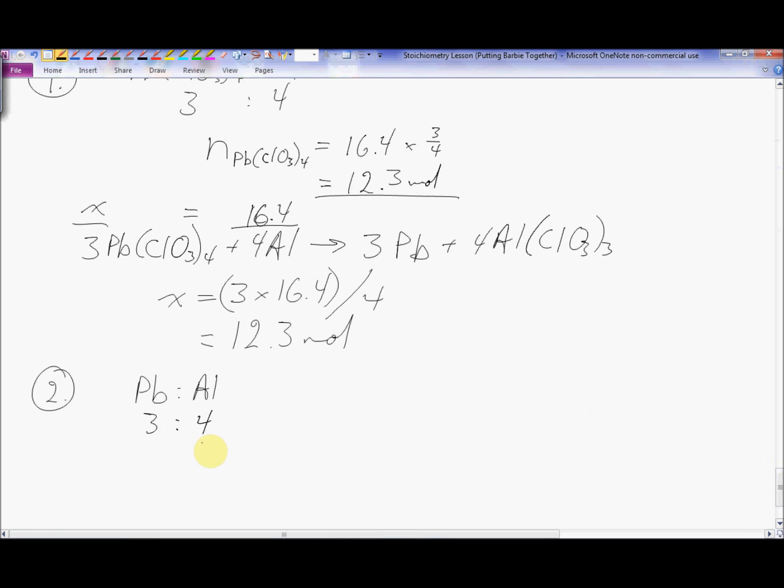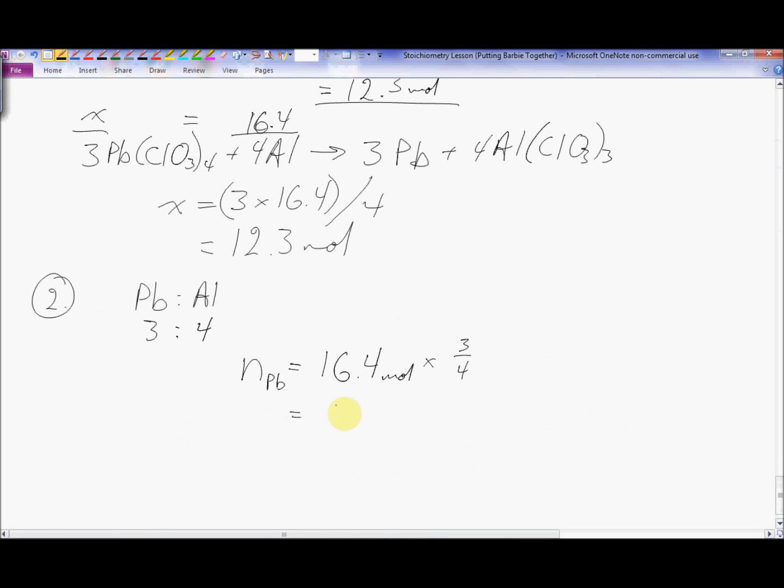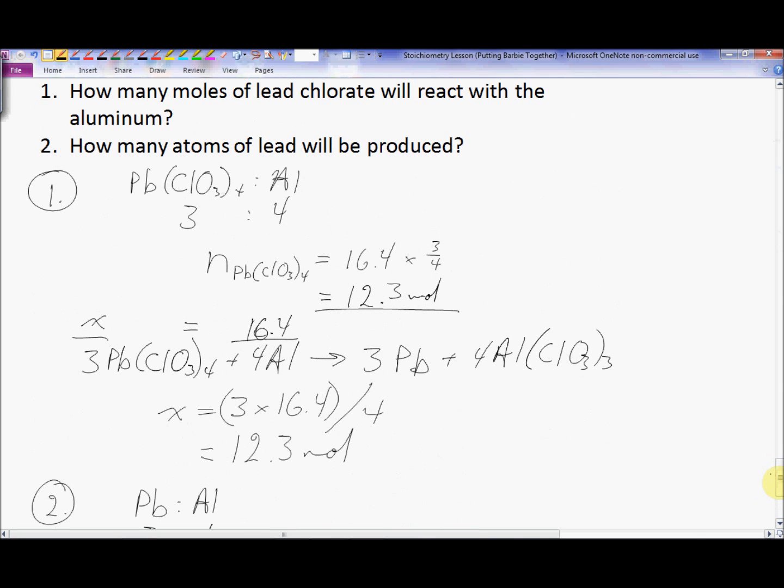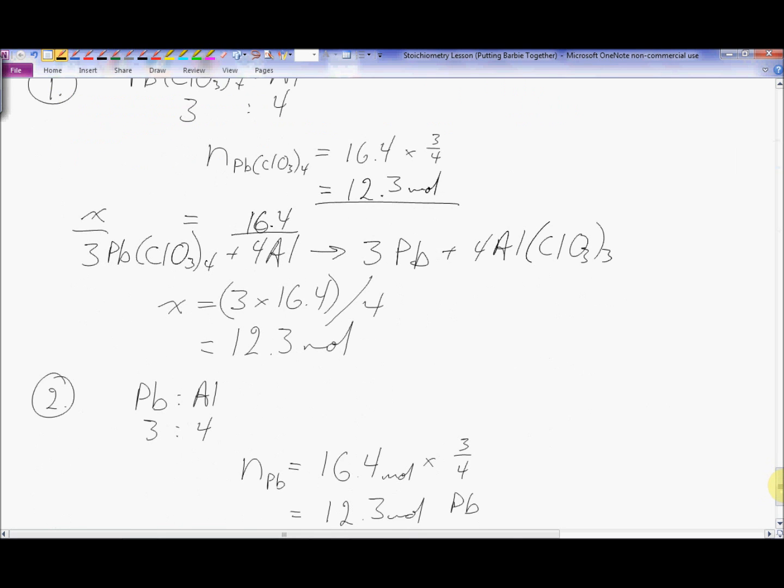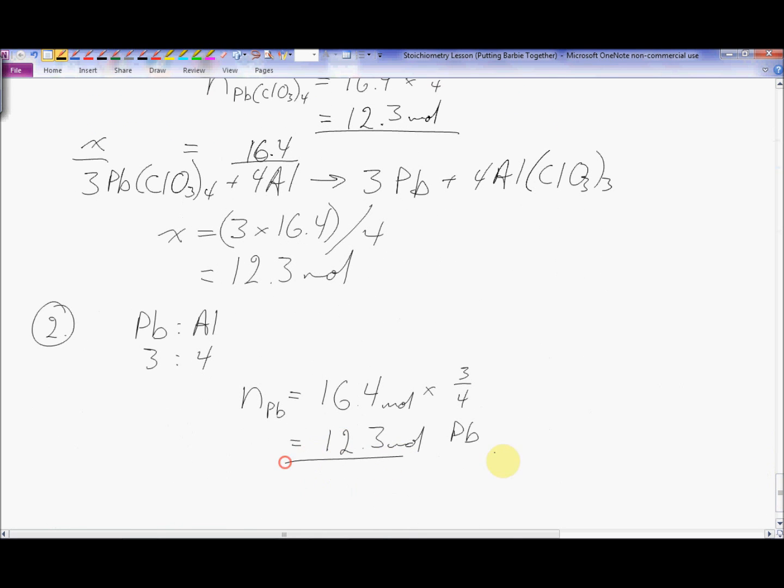Okay, so number of moles of lead will be equal to 16.4 moles of aluminum times the ratio 3/4. Okay, and that gives us our 12.3 moles of lead. Okay, but we're not finished. Notice that the question said, how many atoms of lead will be produced? Well, so far we've done a good thing. We found out how many moles of lead will be produced, and we needed to do that first.